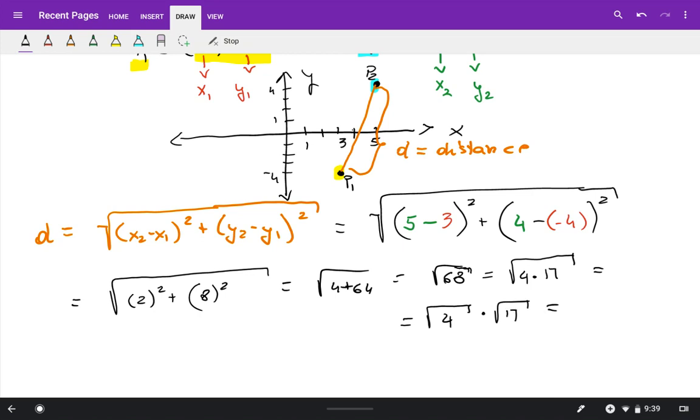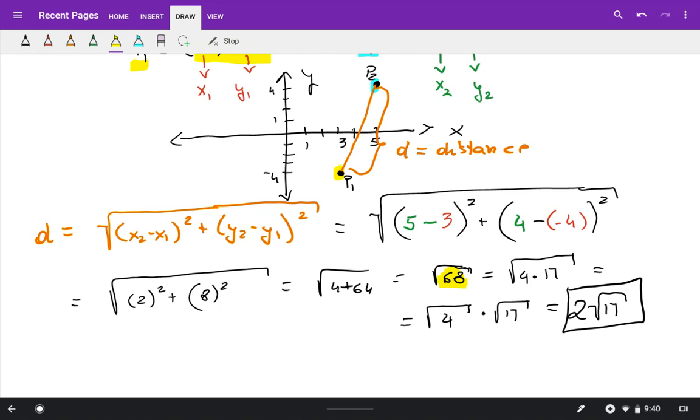And square root of 4 is 2. Square root of 17 is irrational, so you just copy that. So that means this is 2 times square root of 17. And when you're solving problems, always simplify that radical. If you enter the answer as square root of 68, you won't get credit.